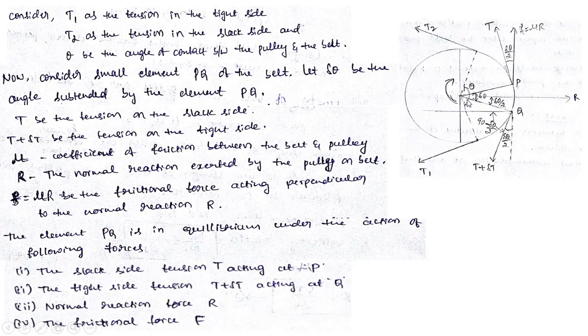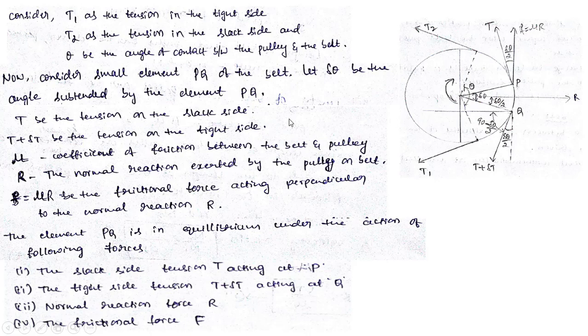Next, for that derivation, instead of considering this entire belt surface or that entire contact area, I will consider a small element PQ. Yes, I will consider the small element PQ. That's what I have expressed here. Consider a small element PQ of the belt. Let delta theta be the angle subtended by the element PQ. So theta is the total angle subtended by this entire belt which is in contact with the pulley, whereas delta theta is the angle subtended by the small element PQ.